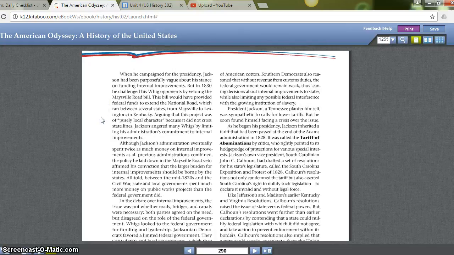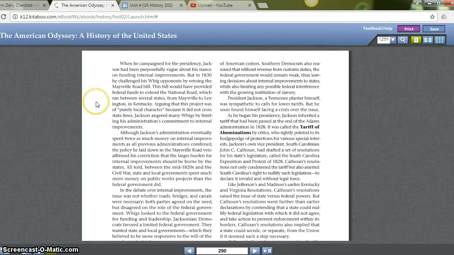When he campaigned for the presidency, Jackson had been purposely vague about his stance on funding internal improvements. But in 1830, he challenged his Whig opponents by vetoing the Maysville Road Bill. This bill would have provided federal funds to extend the National Road, which ran between several states, from Maysville to Lexington in Kentucky.